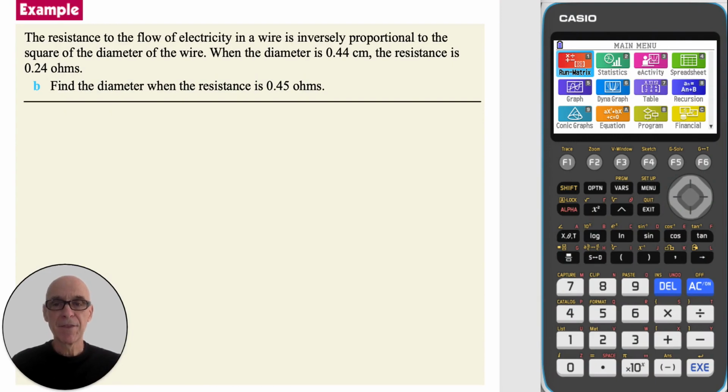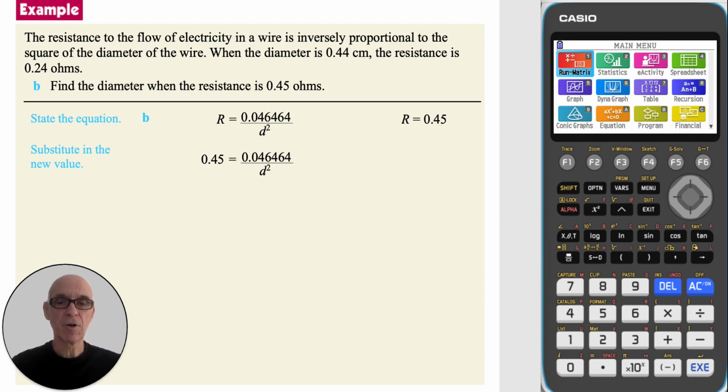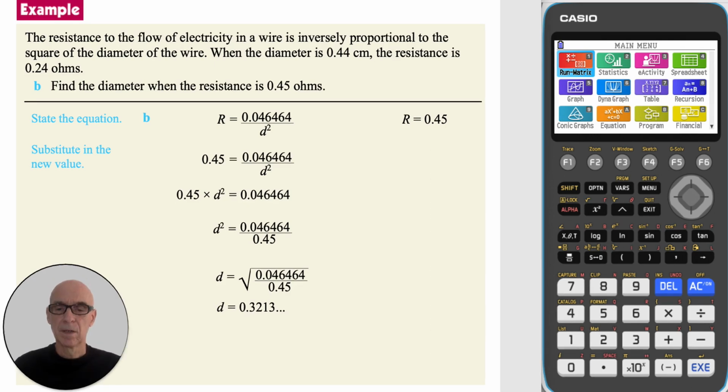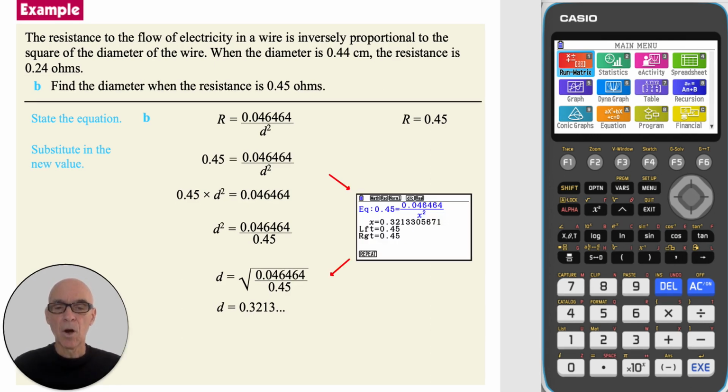In part B, to find the diameter of the wire when the resistance is 0.45 ohms, we begin by stating the equation and substituting in the new value of the resistance, replacing r with 0.45, and rearranging the equation, given the value of d shown. Alternatively, you could use solver on the calculator to solve the equation, as shown. So the diameter is 0.321 centimeters when the resistance is 0.45 ohms, correct to 3 significant figures.